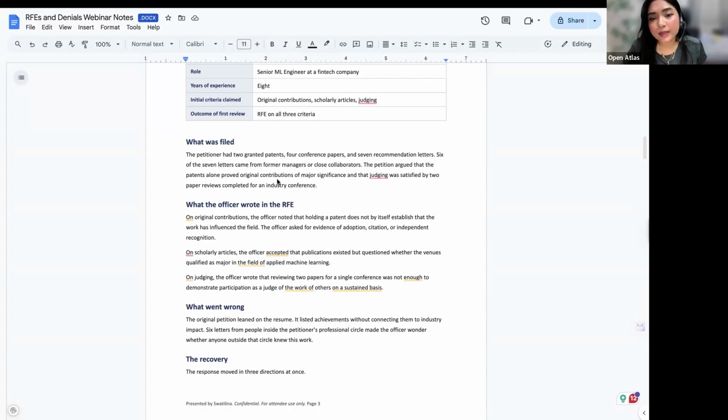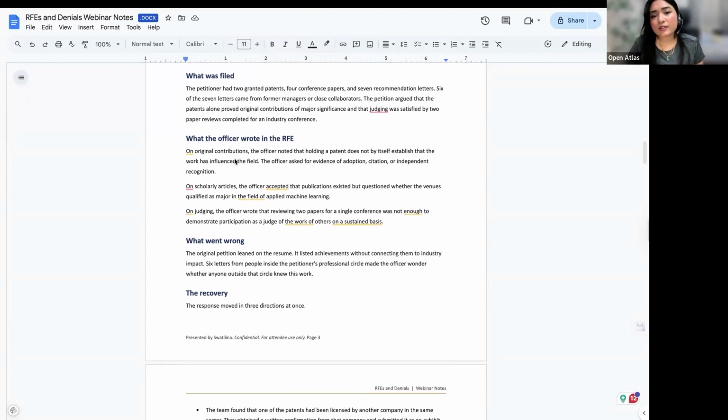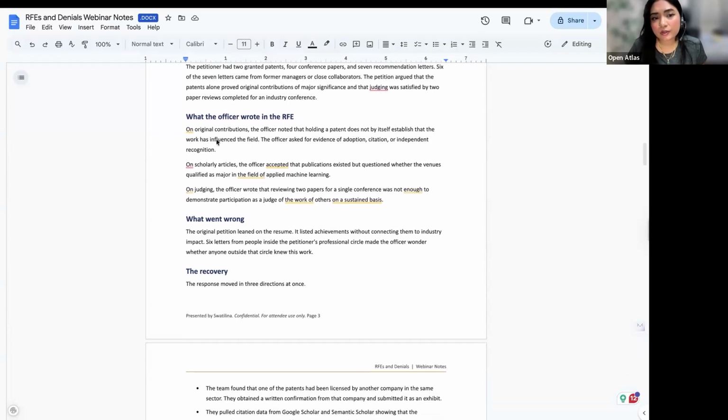6 of the 7 letters came from former managers or close collaborators. The petition argued that the patents alone proved original contributions of major significance, and that judging was satisfied by 2 paper reviews completed for an industry conference. So, what did the officer write in the RFE? On original contribution, the officer noted that holding a patent does not by itself establish that the work has influenced the field. The officer asked for evidence of adoption.